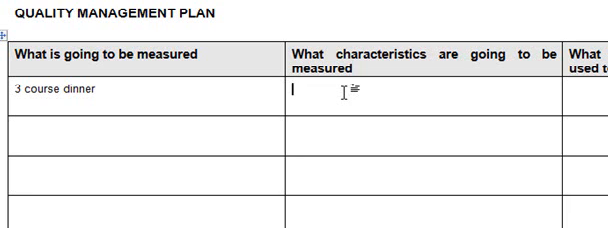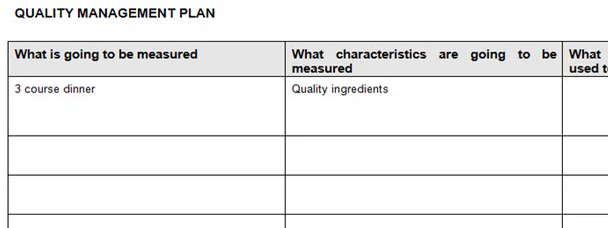Now I want to start this off by putting down a common mistake that's made. You might first think that if you're going to have a quality dinner, you want to have quality ingredients. That makes sense, doesn't it? Unfortunately, this is wrong, and I'll explain why. What we're trying to do here is define what quality means. So to say quality ingredients really doesn't tell me what I'm looking for. What do quality ingredients actually mean?